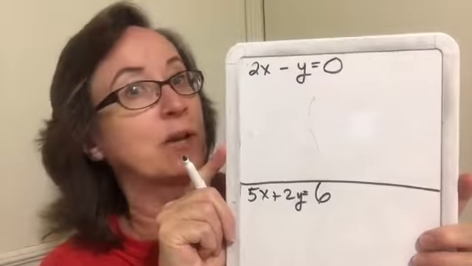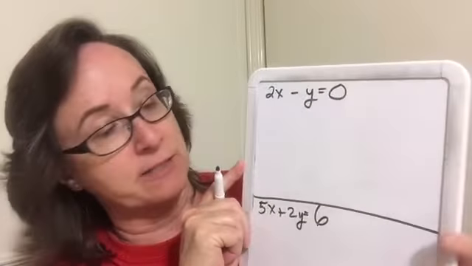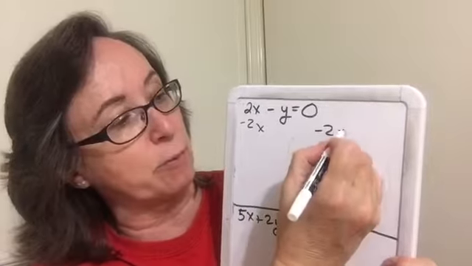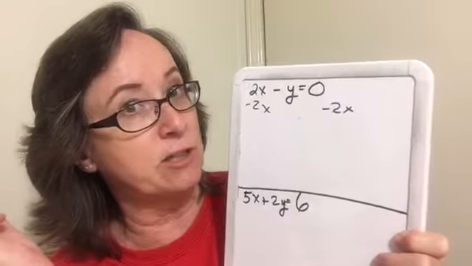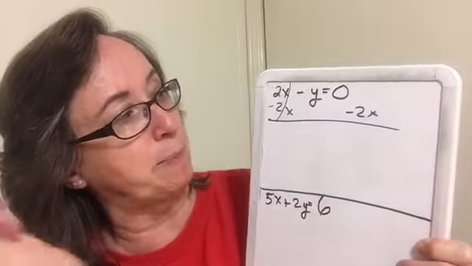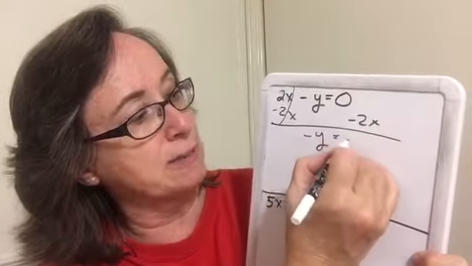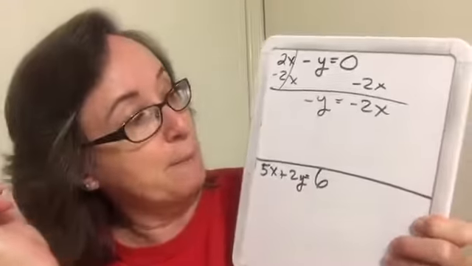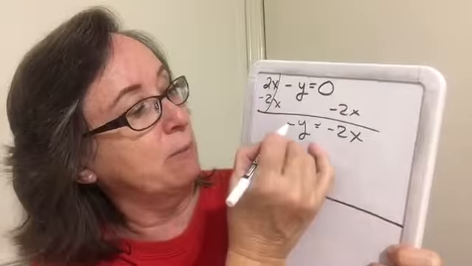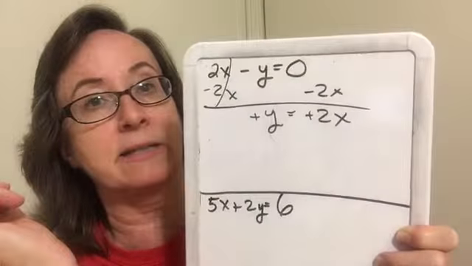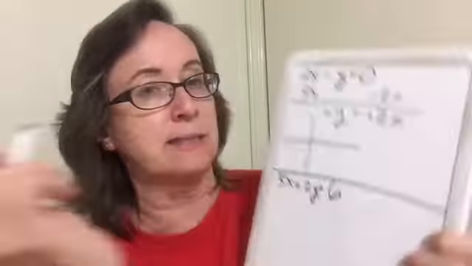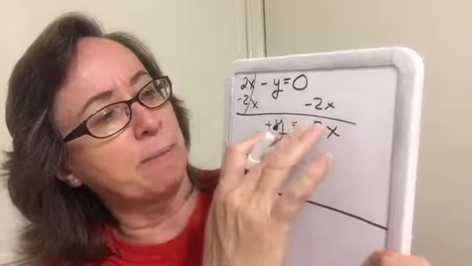So the first thing I want is to get a y by itself on the left. So I'm going to take away a 2x, and over here on the right, I'm going to take away a 2x. Remember, whatever I do to one side of the equation, I must do to the other side. So now when I do that, my 2x minus my 2x disappears, and I get a negative y equals a negative 2x. But I don't want a negative y, I want a y. So I'm going to multiply both sides by a negative 1. And when I do, that's going to change the signs on both sides. So I get y is 2x, so we have positive and positive.